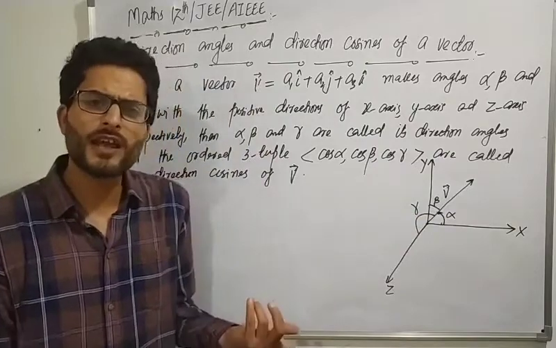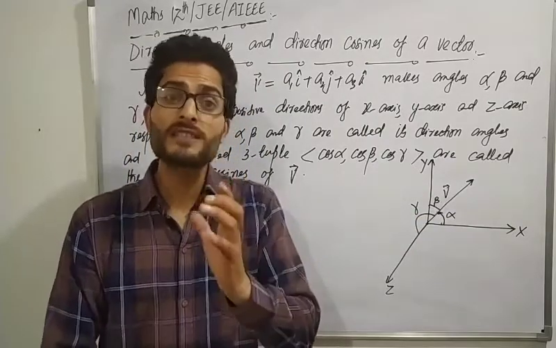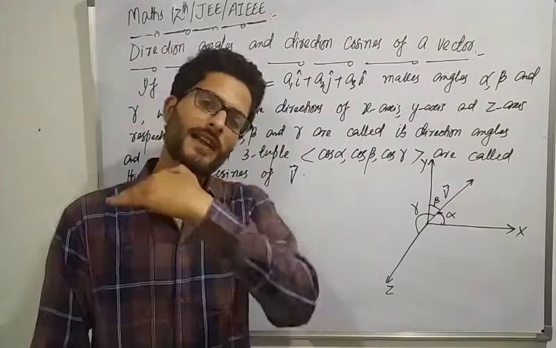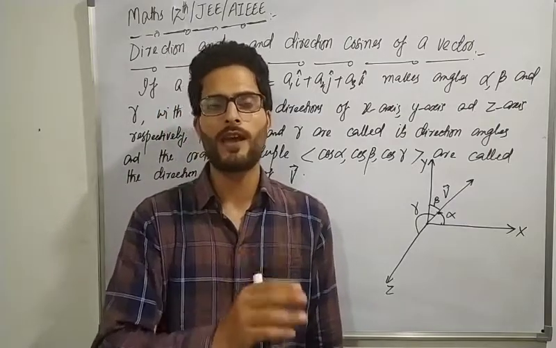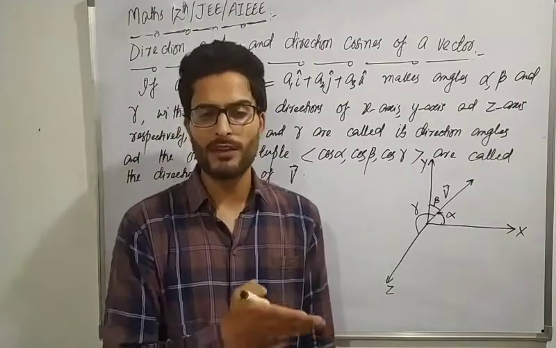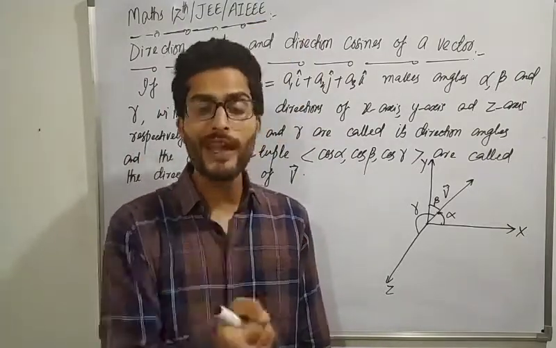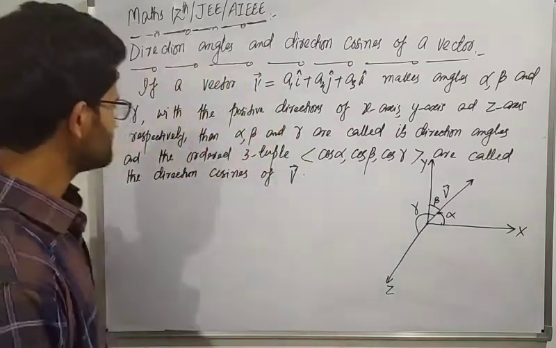तो सिंपली अब डायरेक्शन एंगल्स क्या होंगे? The angles which a vector v makes with the positive directions of x axis, y axis and z axis respectively. एक वेक्टर कौन से एंगल बना रहा है with the positive x axis, with the positive y axis and with the positive z axis, उन्हीं एंगल्स को हम कहते हैं उस वेक्टर के डायरेक्शन एंगल्स.